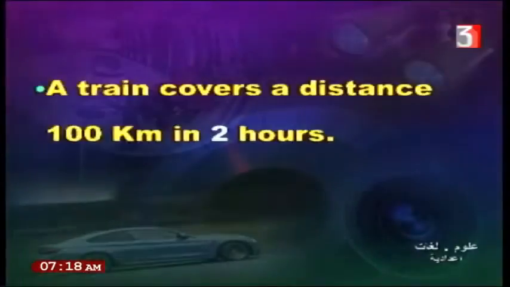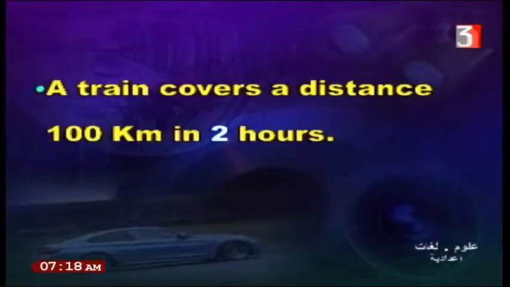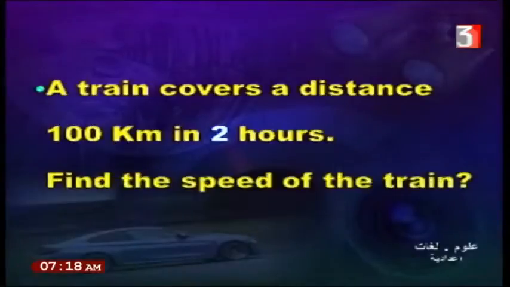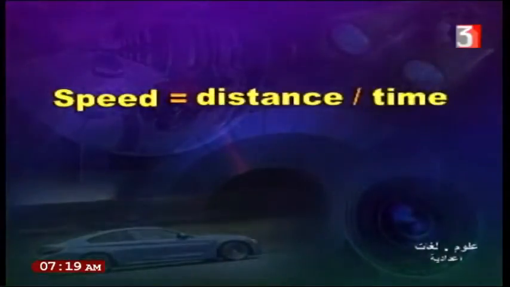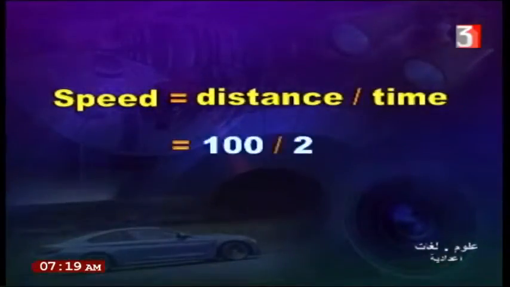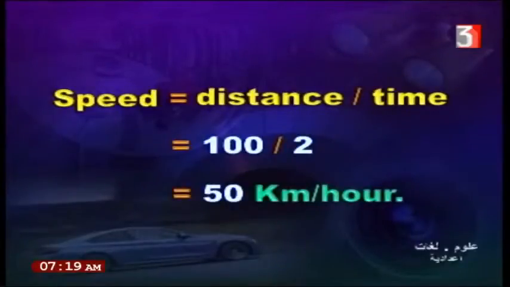Next one. A train covered a distance of 100 kilometers in 2 hours. Find the speed of the train. So here speed equals distance over time, 100 over 2, so the speed is 50 kilometers per hour. When the distance is in kilometers and time in hours, the speed measuring unit is kilometer per hour.